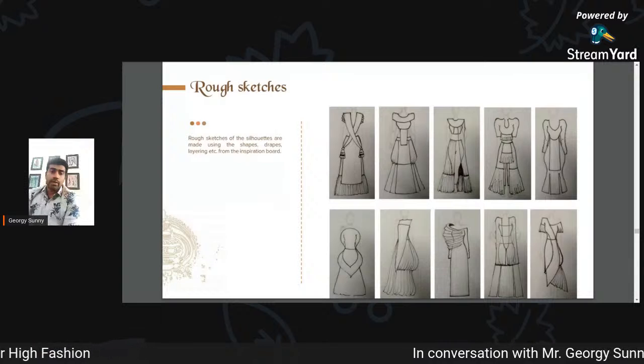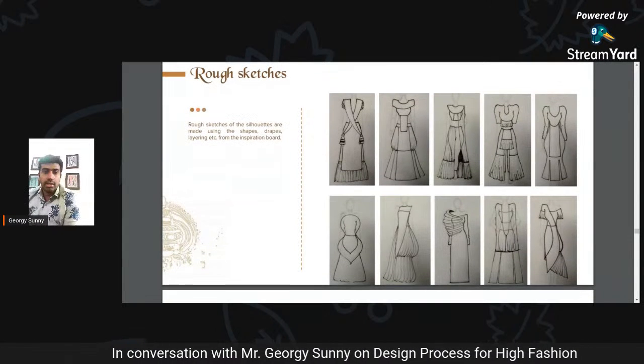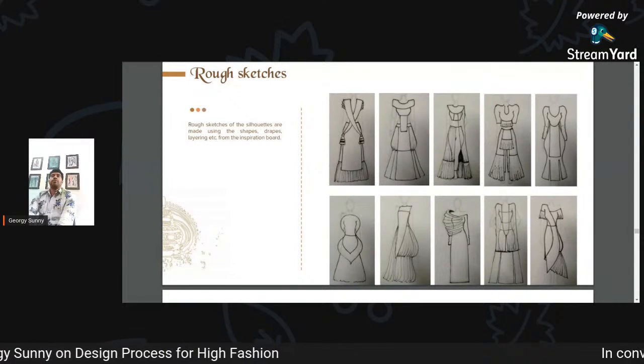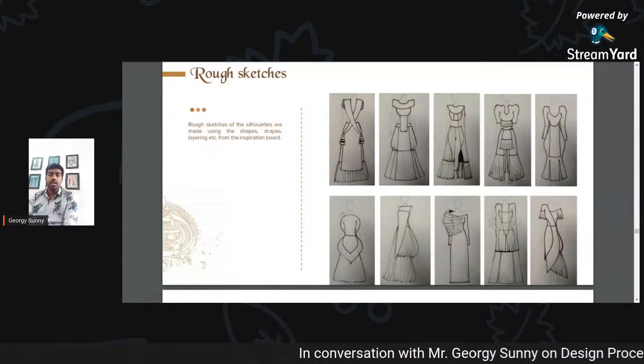So coming back to her design process, what she has done is, after she developed the textures and everything, the next main process is to come up with the silhouette or the basic rough sketches.